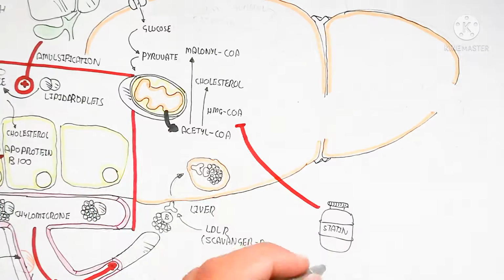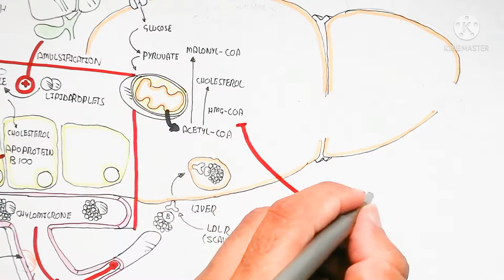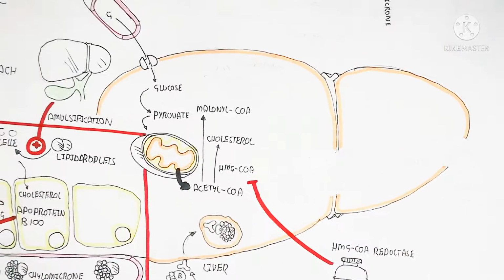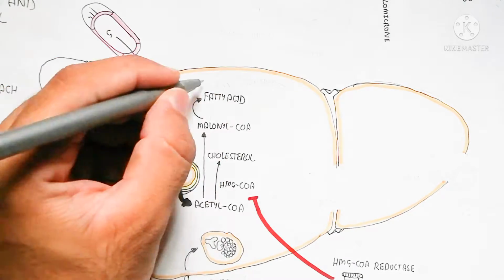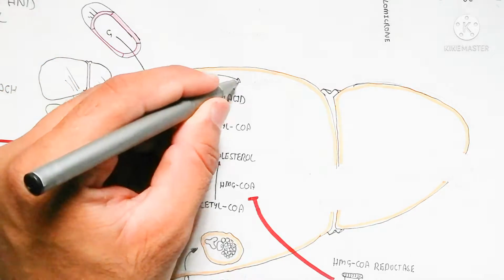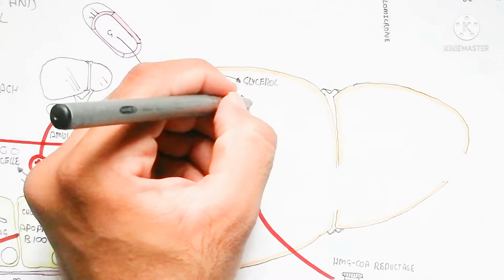So this is the statin. This statin inhibits the HMG-CoA reductase enzyme, which blocks the conversion of acetyl-CoA into cholesterol. So it is a cholesterol-inhibiting agent, that is, a drug.